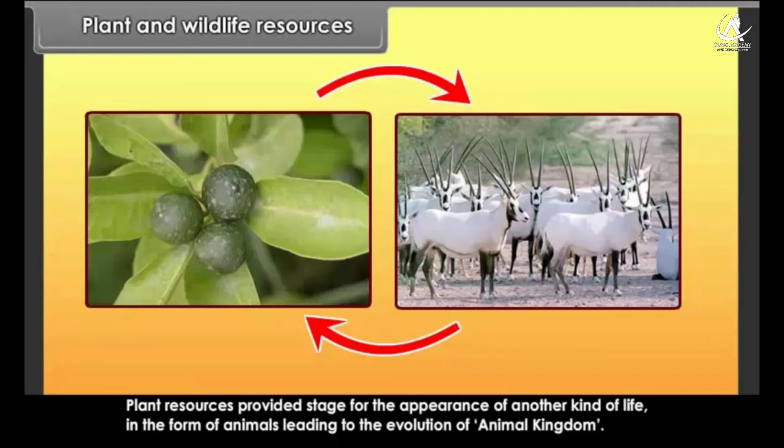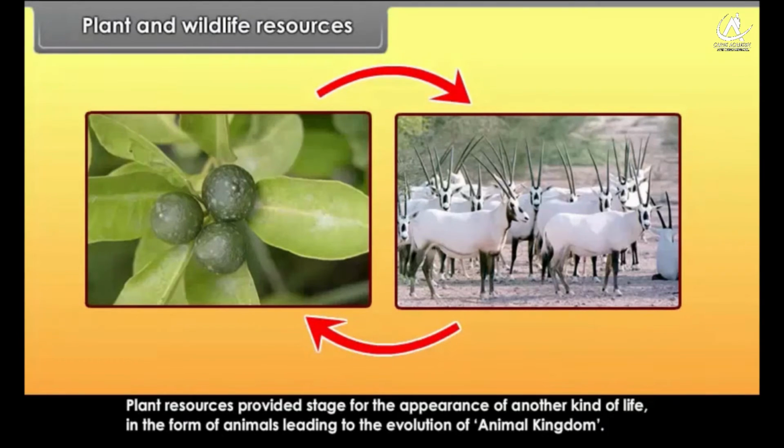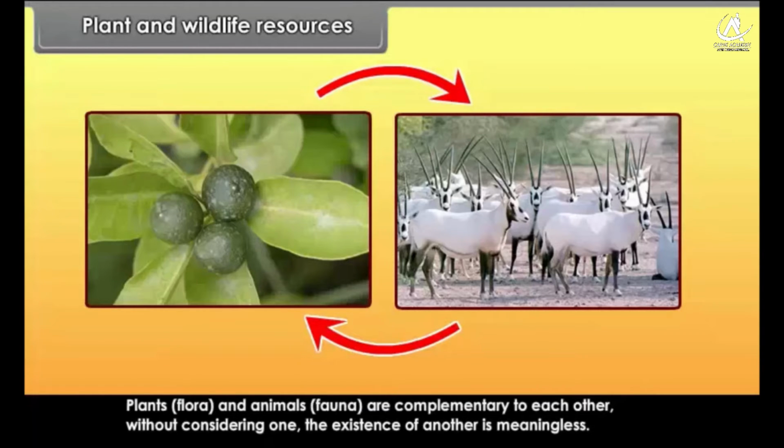Plant resources provided the stage for the appearance of another kind of life, in the form of animals, leading to the evolution of the animal kingdom. Plants, flora, and animals, fauna, are complementary to each other. Without considering one, the existence of another is meaningless.